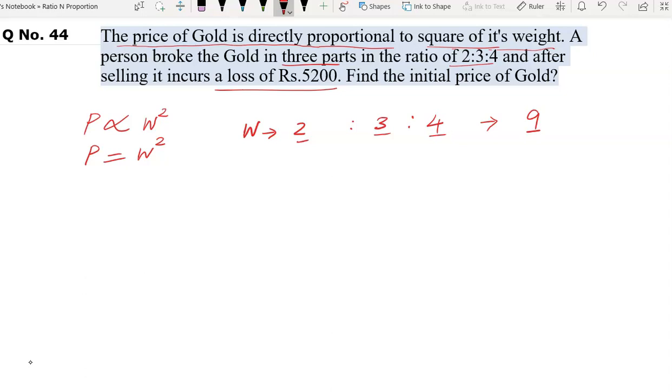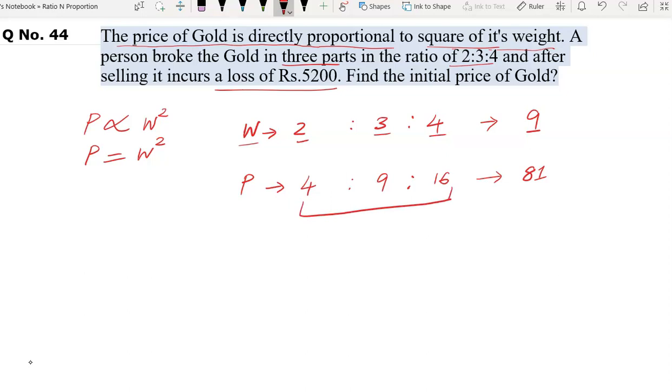Now the price of gold is directly proportional to the square of its weight. So the price will be the square of its weight. 2 square is 4, 3 square will give us 9, and 4 square will give us 16. And if the gold is not broken, the solid part is 9, so the price will be the square of its weight. 9 into 9 will be 81.